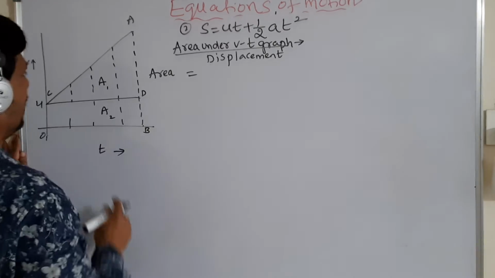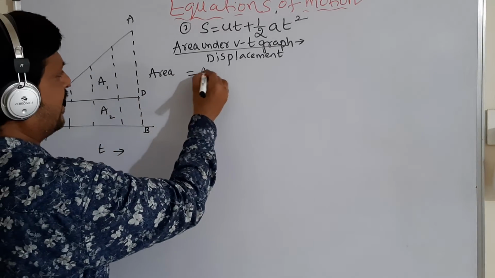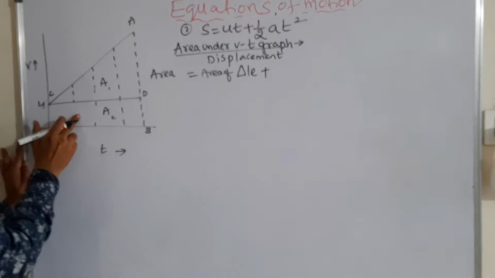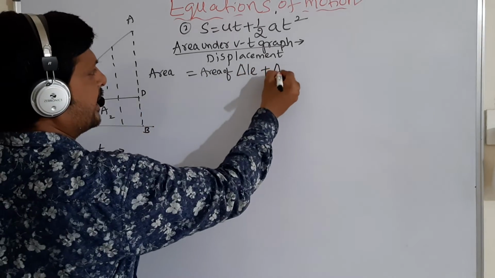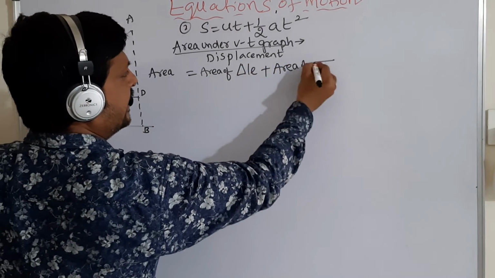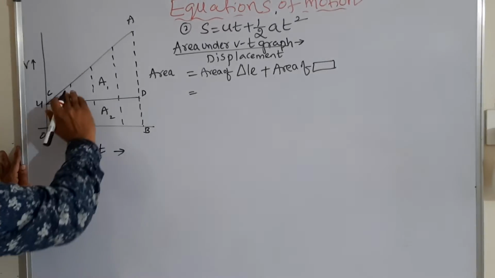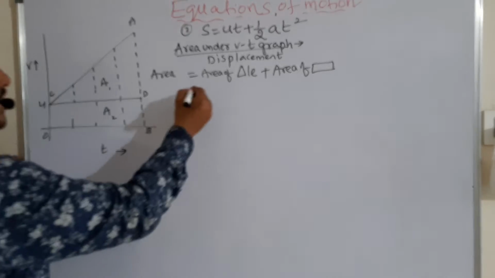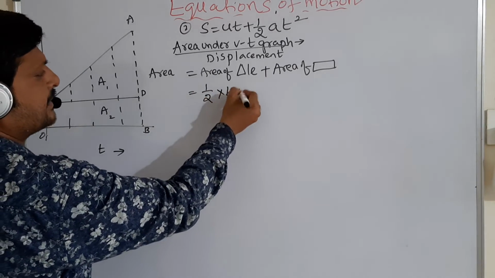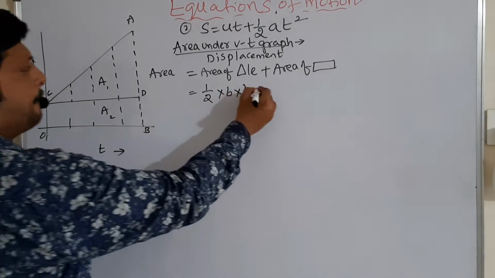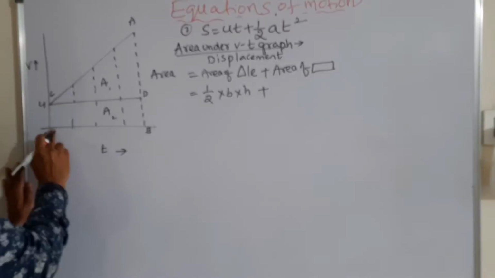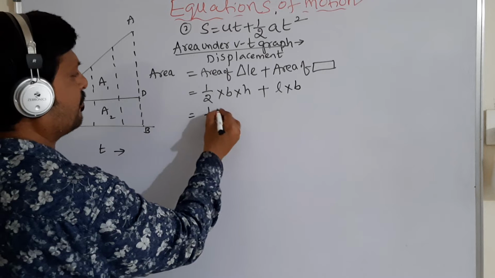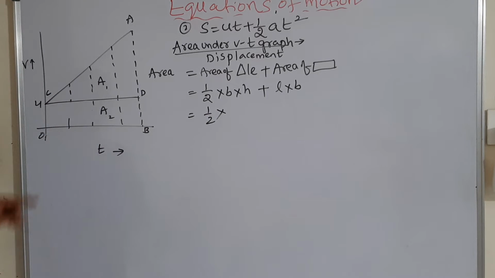What is the shape of this area? This is the area of a triangle plus the area of a rectangle. We know the area formulas very well. What is the area of a triangle? Area of a triangle is half into base into height, plus the area of a rectangle, which is length into breadth.